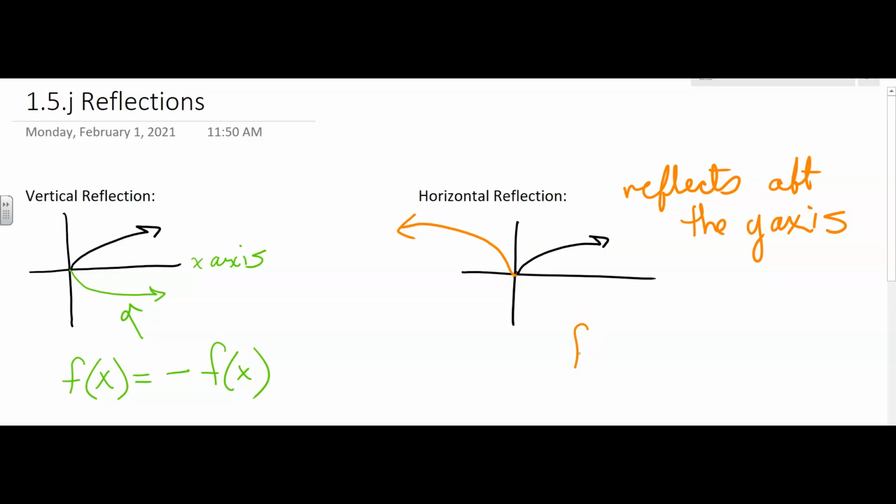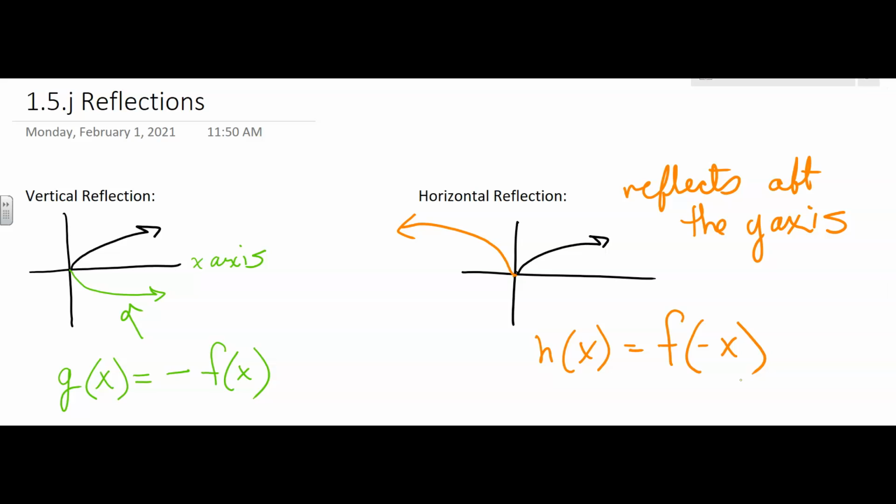If your new function, you know what? I should have made that a g. Sorry. I'm getting ahead of myself. I'll make a new one here. Whoops. Well, I'll just erase everything. h of x is equal to the original function, but you're taking the opposite of the inputs. Okay? So you take the opposite of the input and then you put it in, then you get the output.